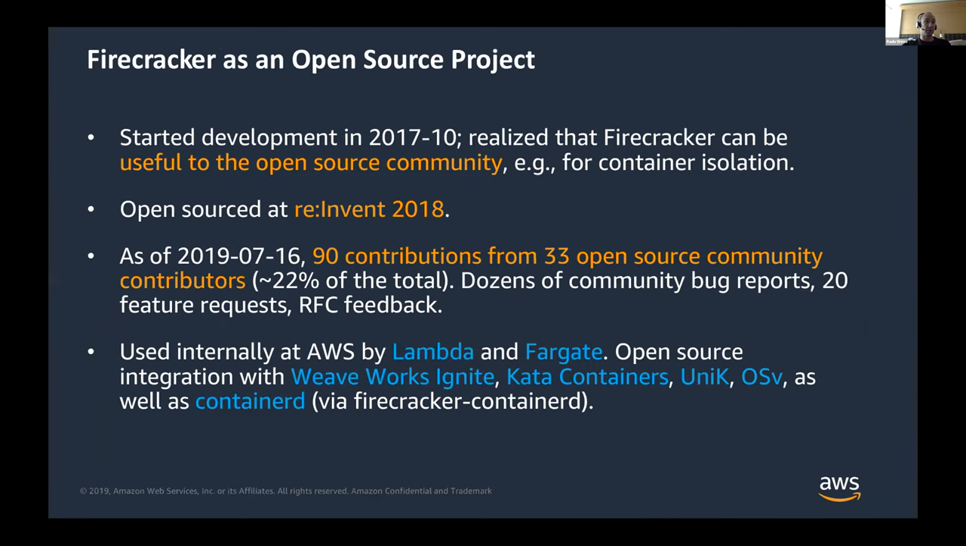And finally, Firecracker is an open source project. When we started working on it back in December 2017, we actually forked from another VM monitor in Rust called CrosVM. We realized that the way we're going might actually be useful for the broader container community. And so we actually started development on GitHub from the beginning. We eventually open sourced at re:Invent in 2018.